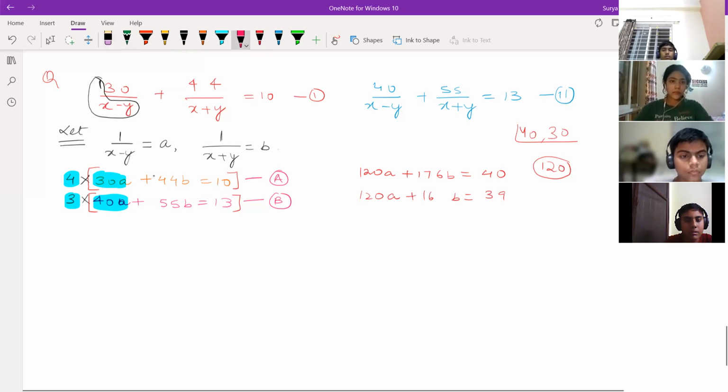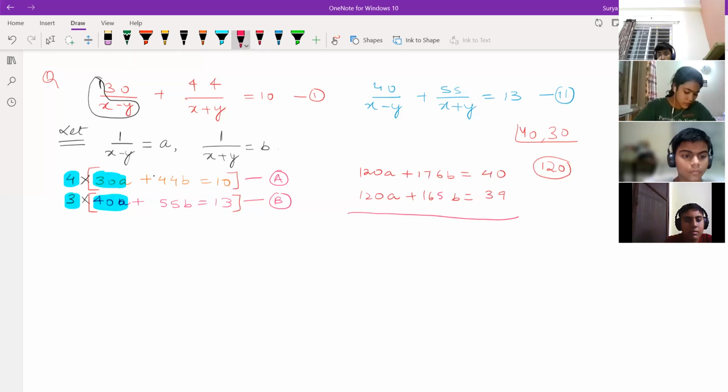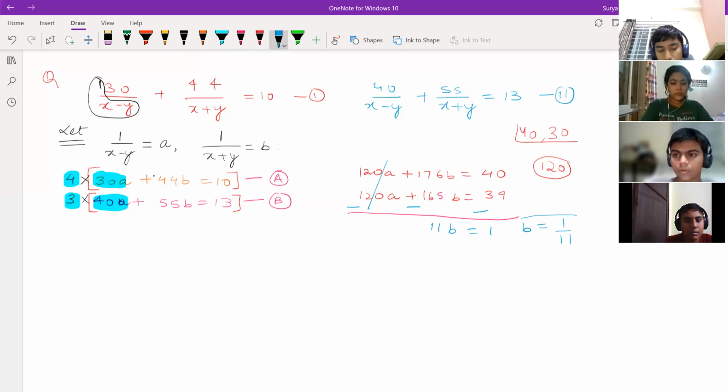Is it clear or not? Now we can subtract. See, 120, 120, if you add, you'll get 240. So we have to cancel, right? So here minus, minus, minus. This will get cancelled. So 176 minus 165, what do you get? 11b is equal to 1. So b is equal to what do you get? 1 by 11, right? This is clear to everyone.